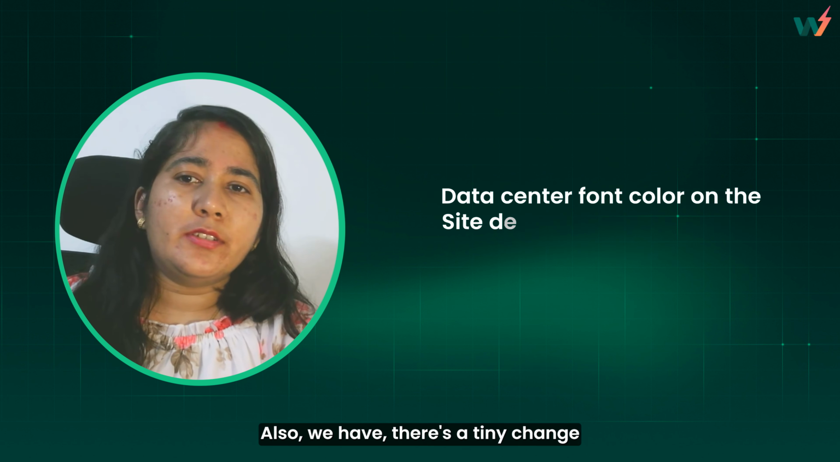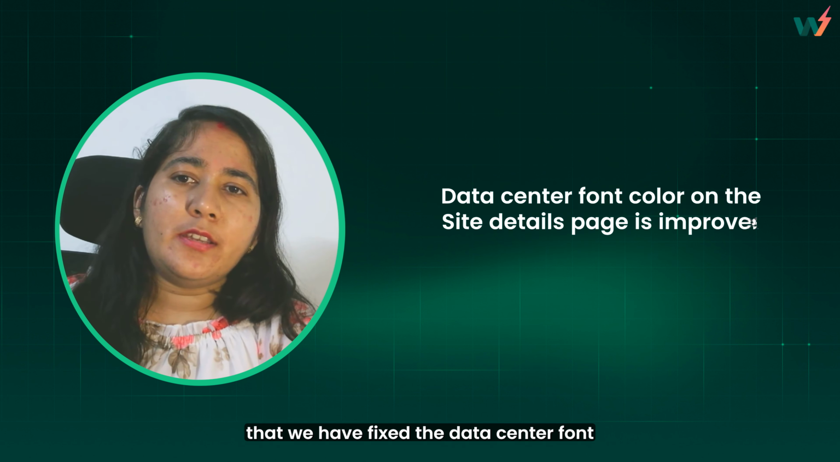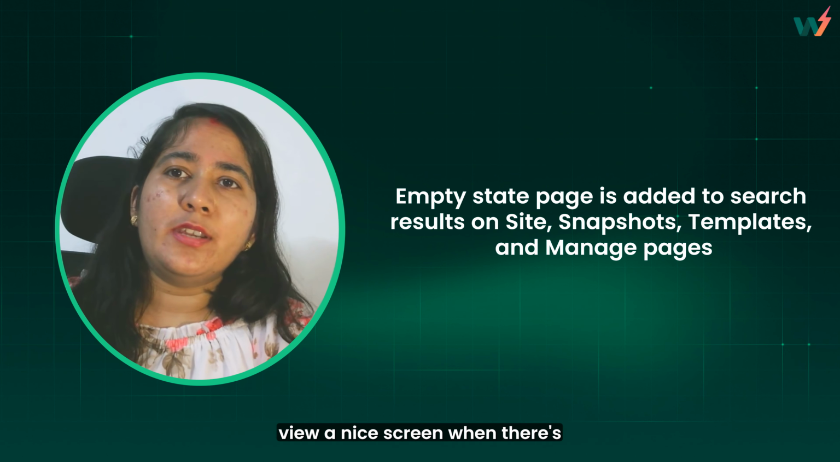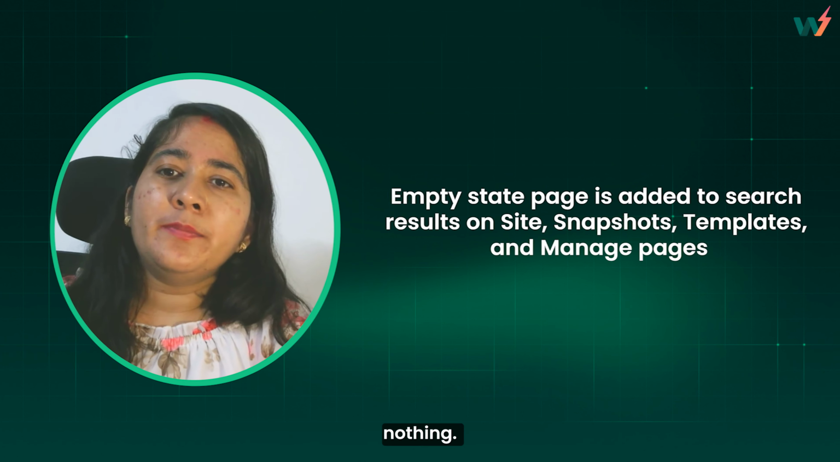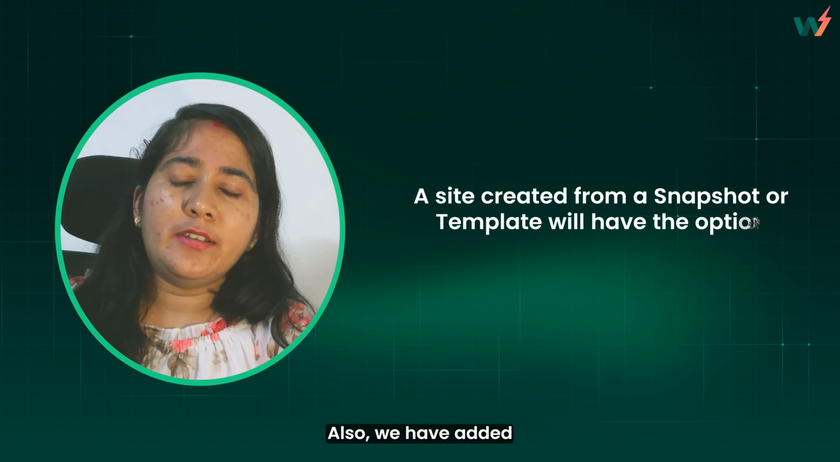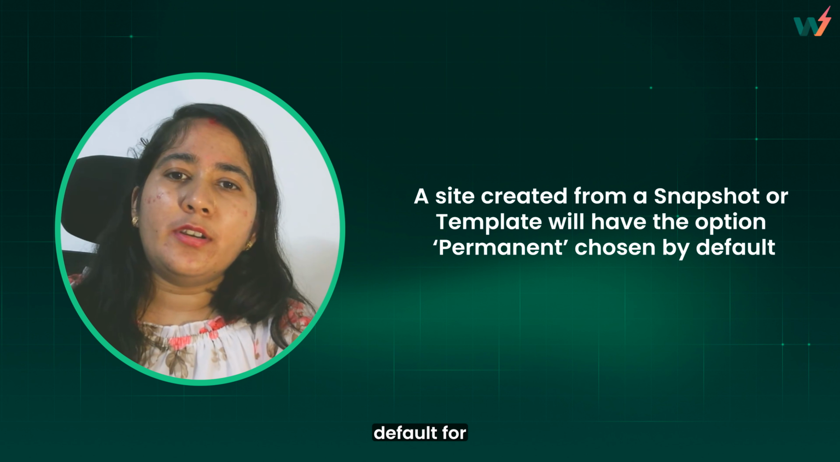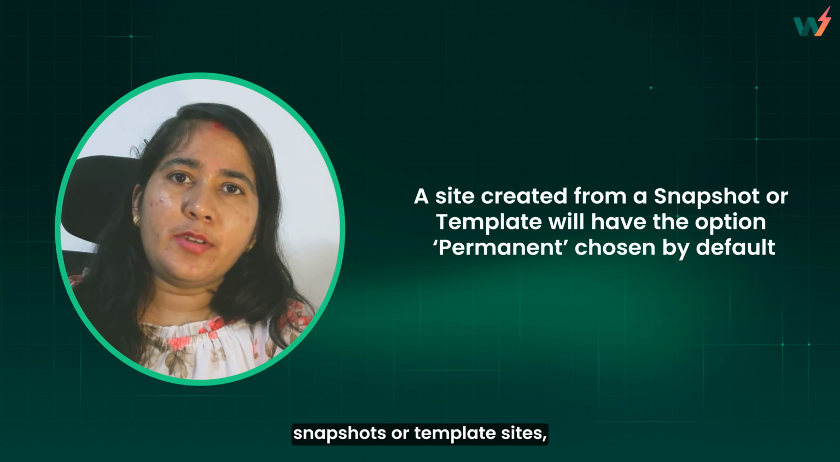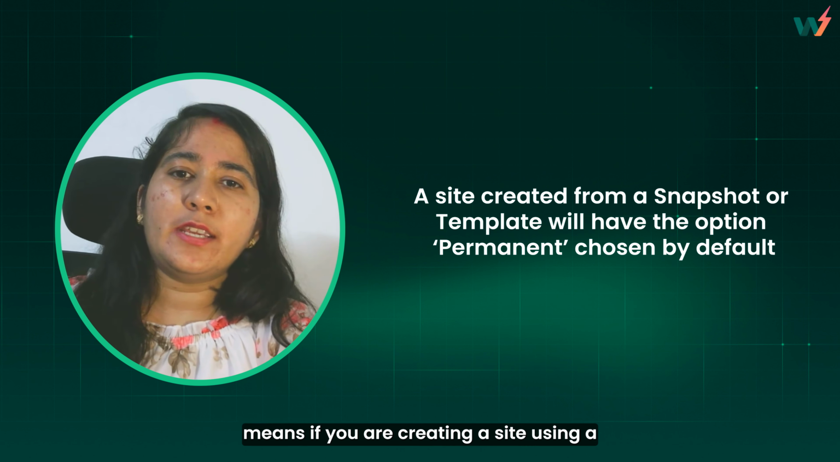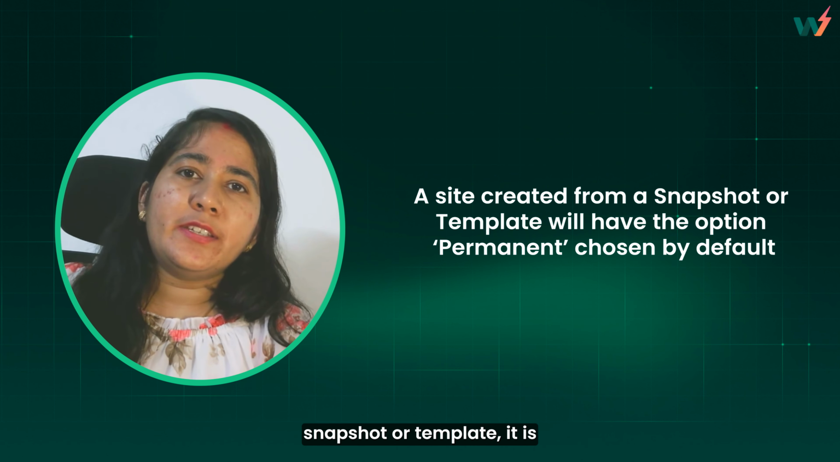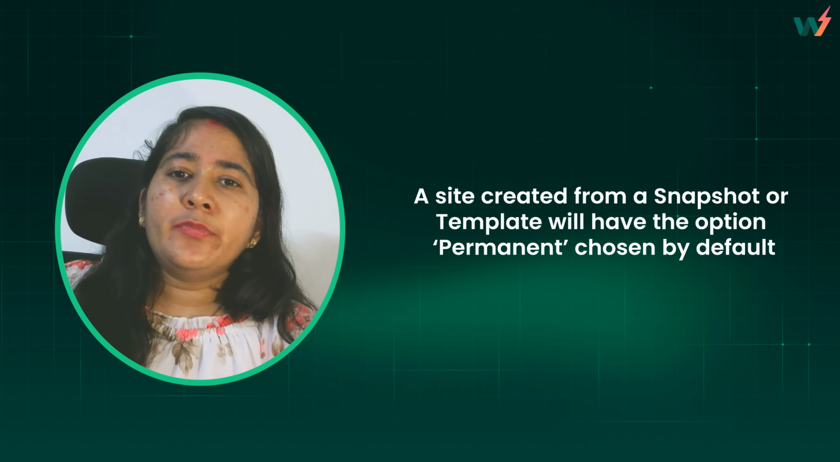Also, there's a tiny change: we have fixed the data center font color on the site details page. We have added empty states for search results on sites, snapshots, templates, and managed pages, so that you view a nice screen when there's nothing. We have also added the permanent option as a default for snapshot or template sites, meaning if you are creating a site using a snapshot or template, it is permanent by default.